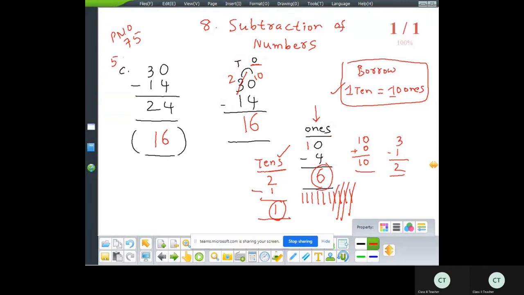16 is the correct answer. Madhavi gave 30 minus 14 is 24. 24 is a wrong answer. Our correct answer is 30 minus 14 is 16. This is our correct answer. 24, the answer from Madhavi, is a wrong answer. 30 minus 14 is 16 is the correct answer. Now this is the question C.